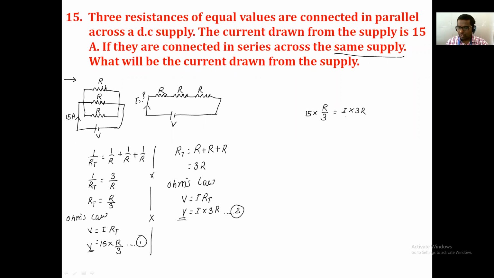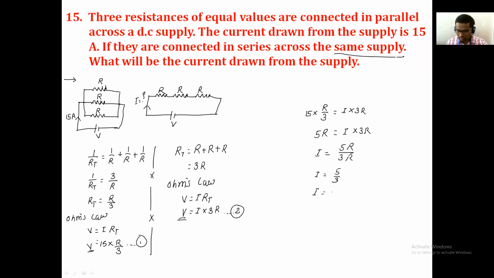Is it right? Now, if I transfer this 3R to this side, it should be divided, or a better way, I can write 5R, which is equal to I multiplied by 3R, since 15 divided by 3 becomes 5. Is it right? Then if I transfer this to the other side, I is equal to 5R divided by 3R. The R will get cancelled and the remaining term is 5 divided by 3.